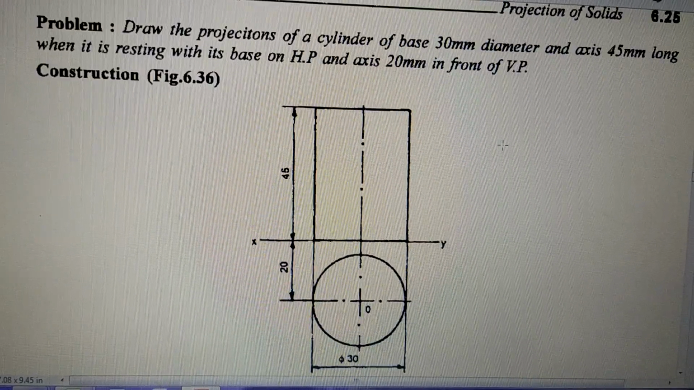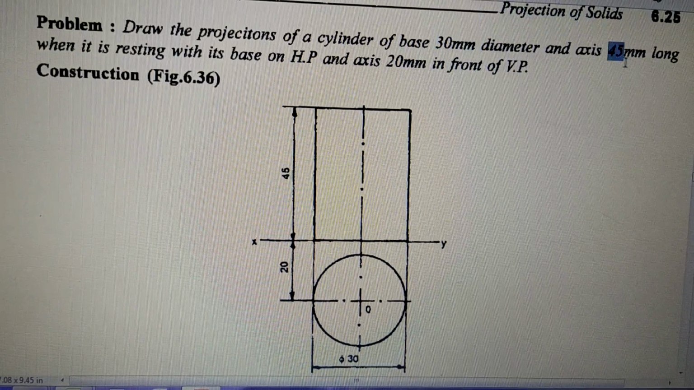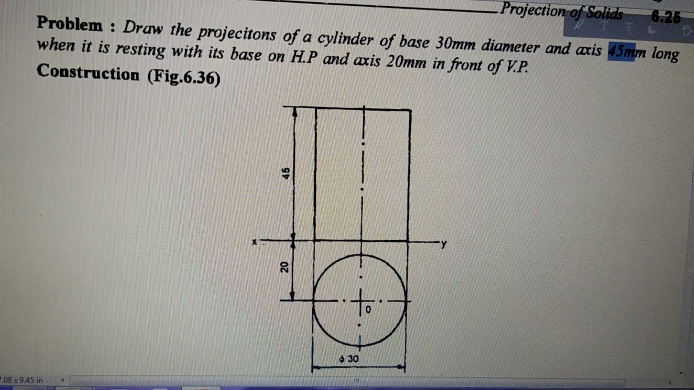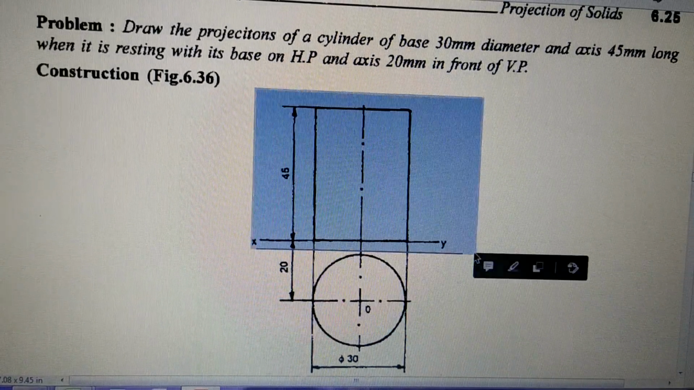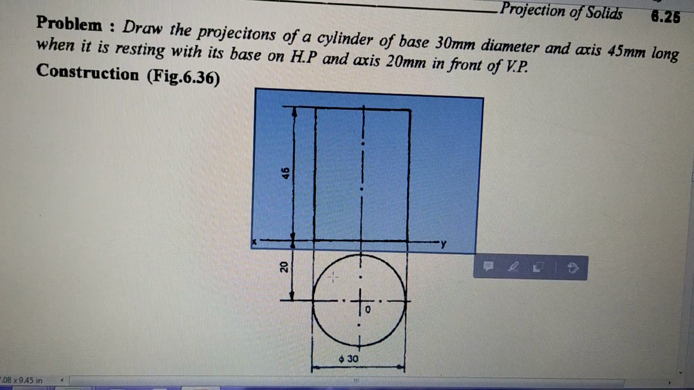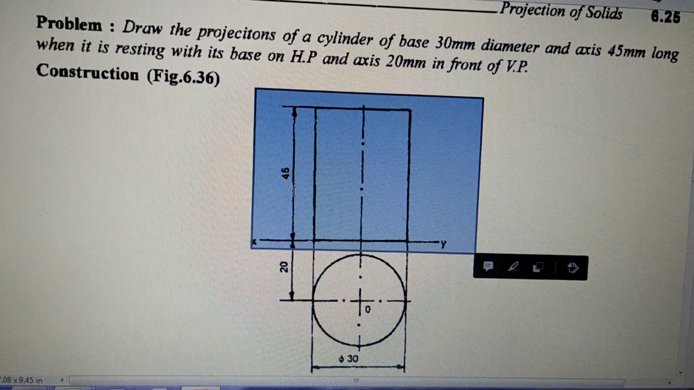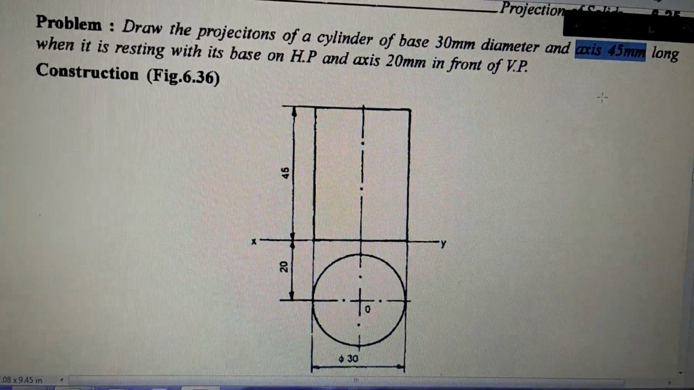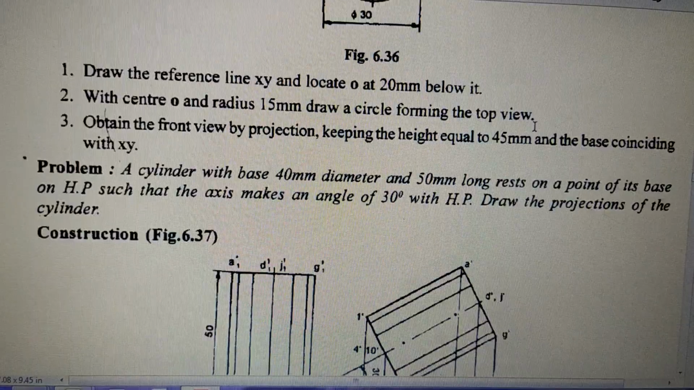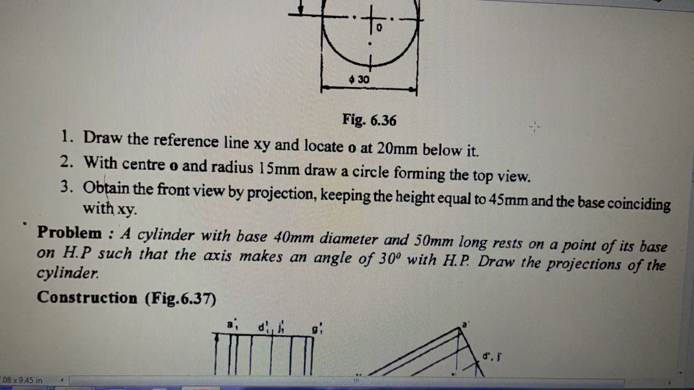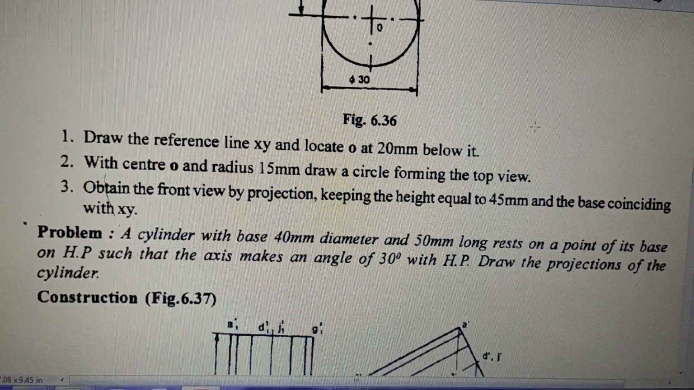Similarly, there is a cylinder. The cylinder is of diameter 30 mm and height is 45 mm. So you can see here a circle of diameter 30 mm is drawn, and in the front view a rectangle is drawn which is exactly above the circle, and the height of the rectangle is 45 as per what is written here. So that was 36. Okay.